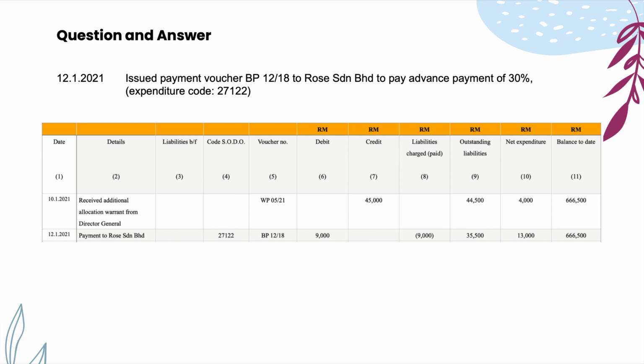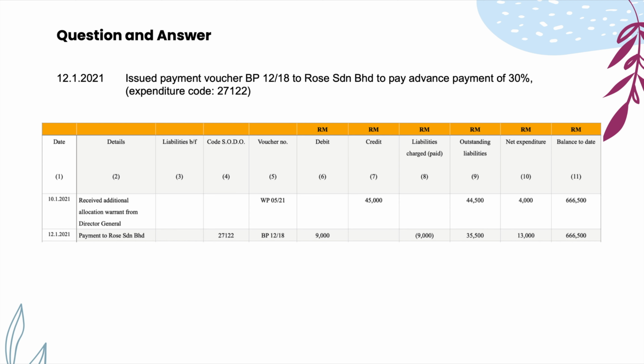The 8th transaction is on the 12th January 2021. Payment voucher BP12/18 to Rosnian Berhad to pay advance payment of 30% with expenditure code 27122. This means that this is an expenditure whereby the amount paid is less than the amount of liability. Therefore, it will only affect Part 3. So we will record in the basic column since the payment will decrease the budget.